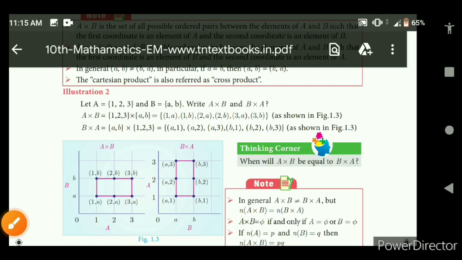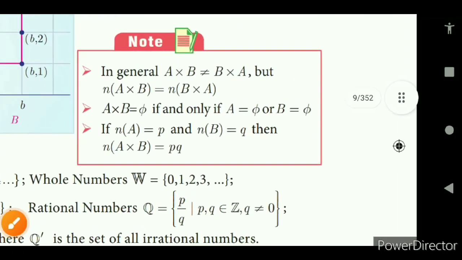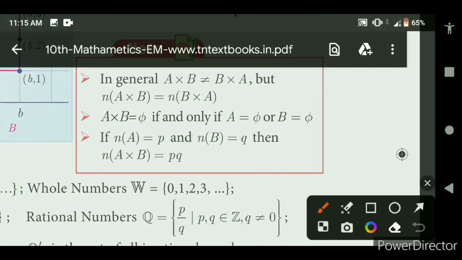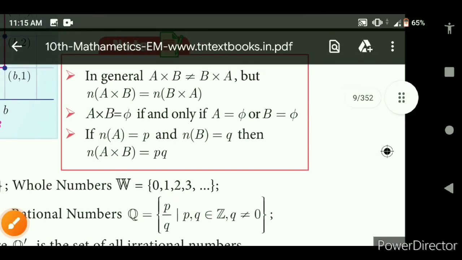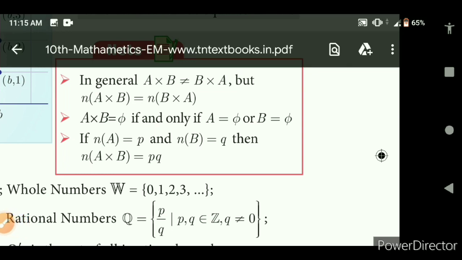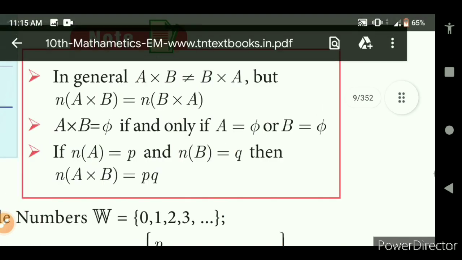Okay, we will see the note. This is very important. A cross B is not equal to B cross A, but n of A cross B is equal to n of B cross A. We have seen one example, no? From that, we know n of A cross B equals n of B cross A. When will we get the null set? If any one of the sets contains zero objects, we will get a null set.